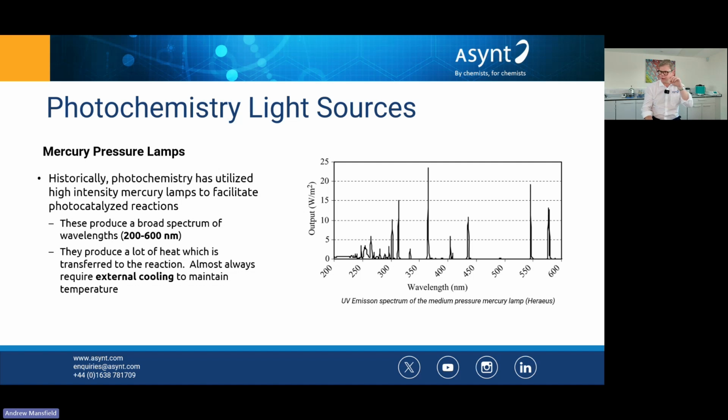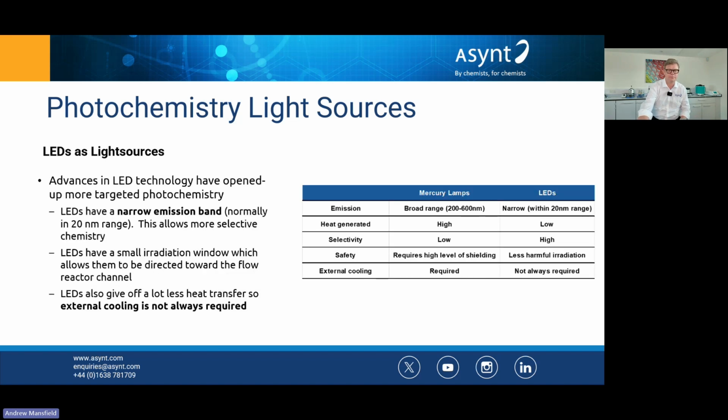So if we're using a 150-watt mercury lamp, we need a very efficient cooling system to be able to separate the heat we're producing from the light source to the reactor.